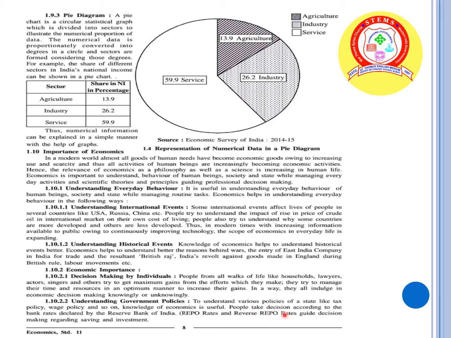Now people also decide according to the bank rate. So if the Reserve Bank, that is the RBI, increases or decreases the repo rate or the reverse repo rate, the investment or the saving decision differs. Whether it is increasing or decreasing, people try to make the decision on the basis of the repo and reverse repo rates, which are fixed by the RBI. So this was the other use, that is, understanding the government policies.